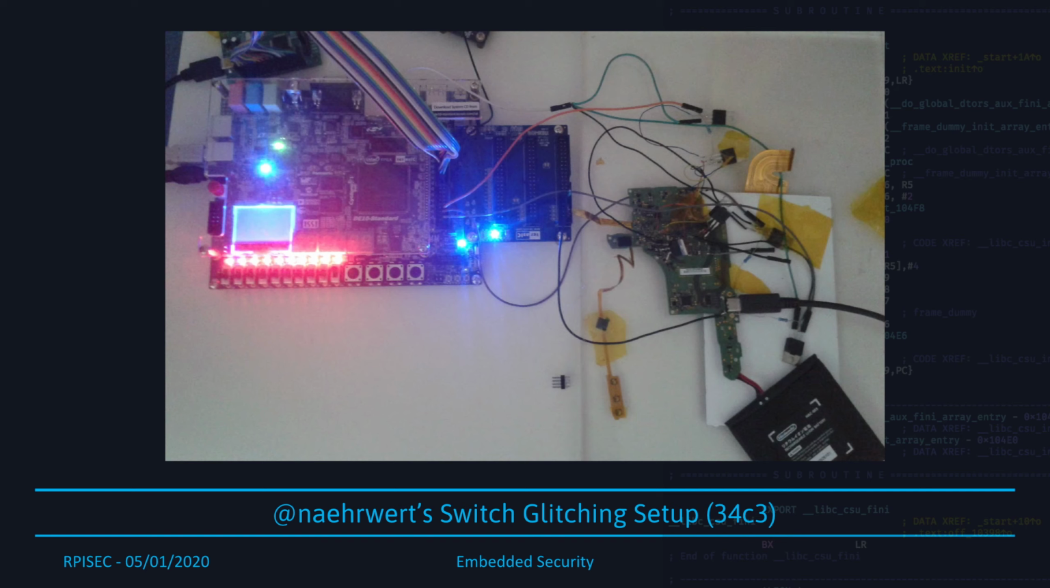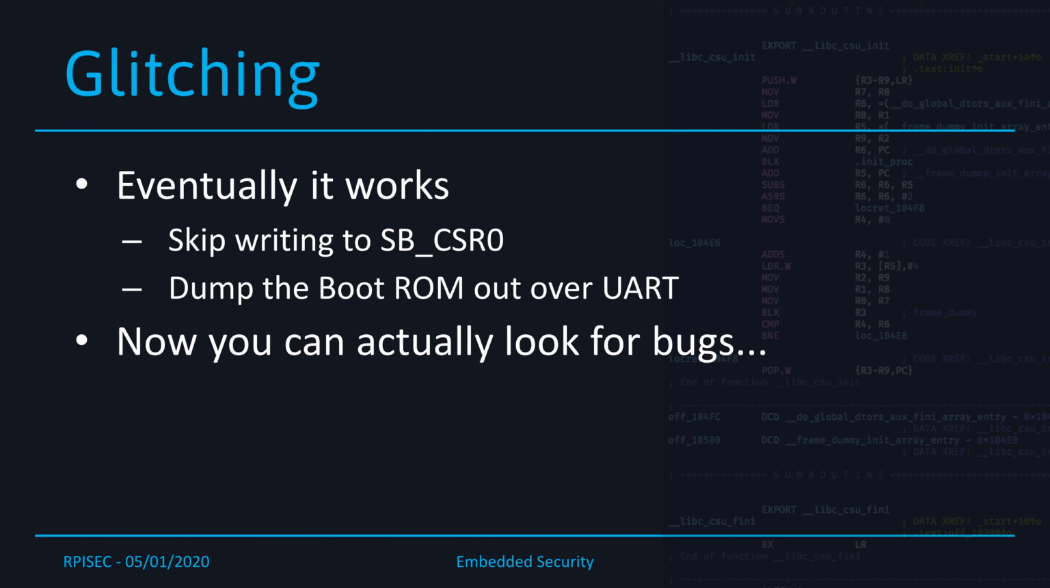I know at least 3 or 4 different groups did this kind of attack, but it's really awesome stuff. And eventually this works. So the write to the secure boot control status register fails, and then you can just dump the boot ROM out over UART, because if you're on the development board, you can dump it out over UART. I don't know if the Switch has UART enabled or not. And now you have the code. You can look for bugs, which, it's amazing how much work it actually takes to get to this point, but such is life.